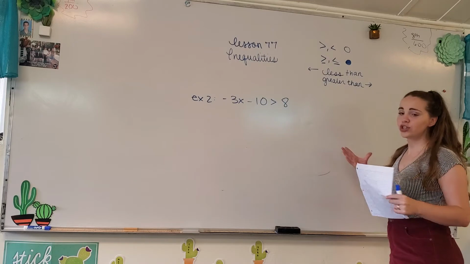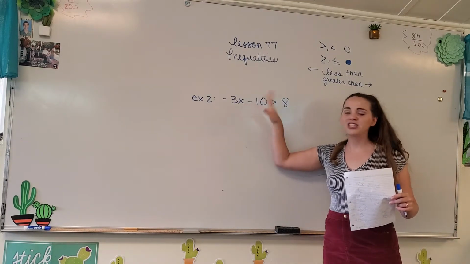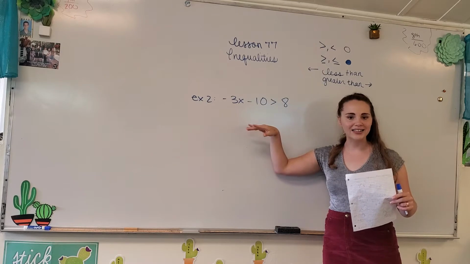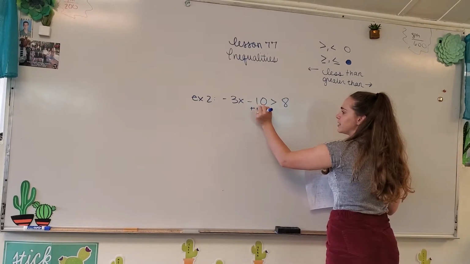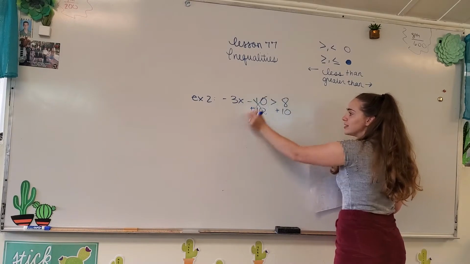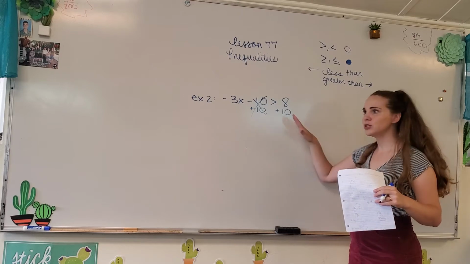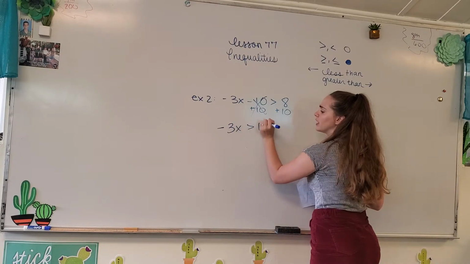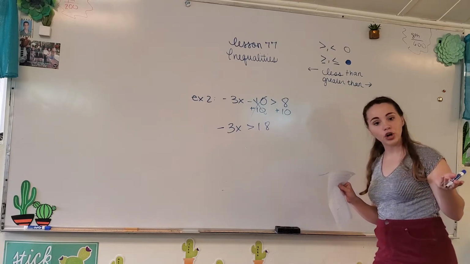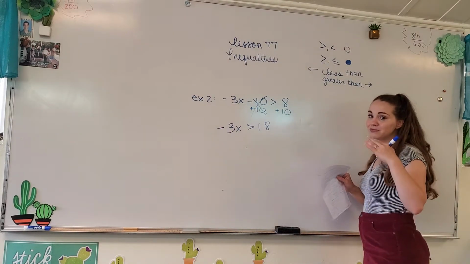Okay, so we should know right now that the first thing we need to get rid of is the 10. Remember, we don't want to deal with multiplying and dividing until the last possible moment. Deal with the addition first. So plus 10, just like equations, do it to both sides. So we're left with -3x is greater than 18. Okay, I hope you concur.